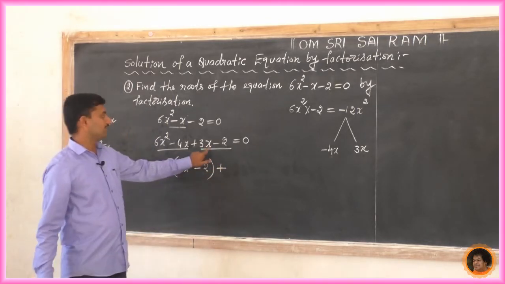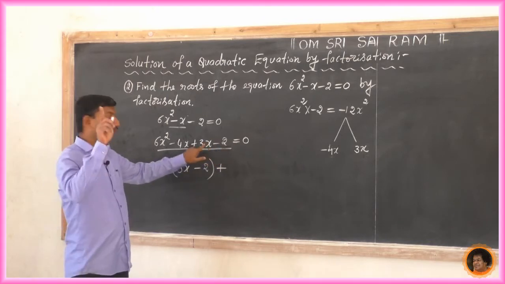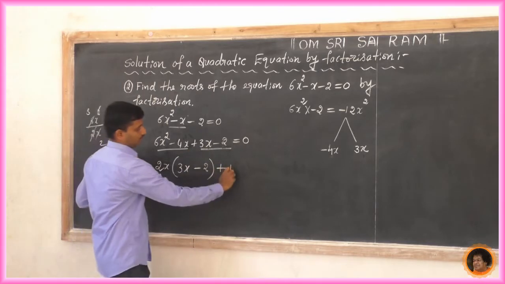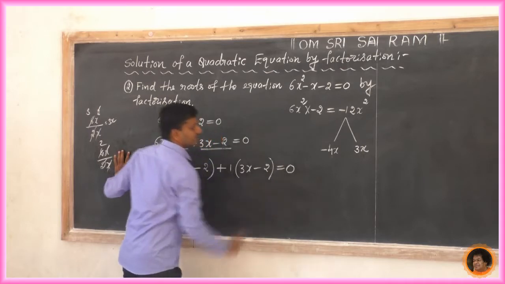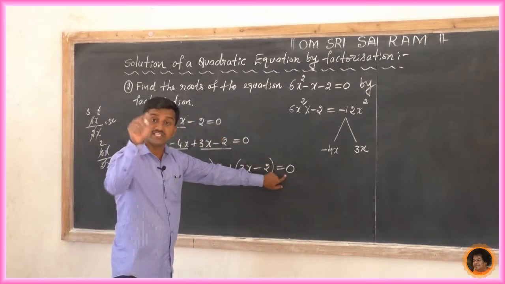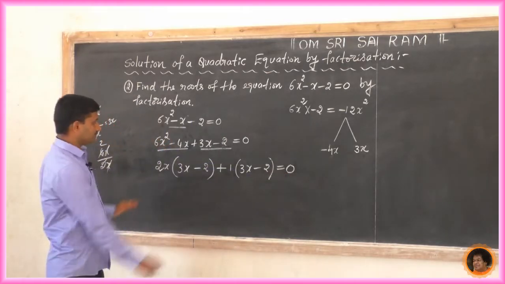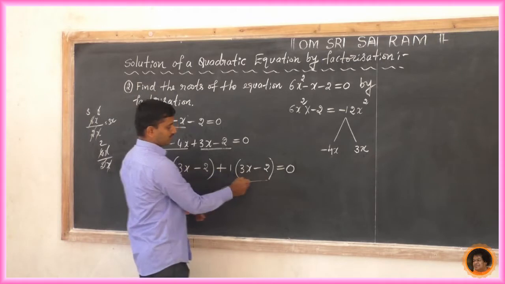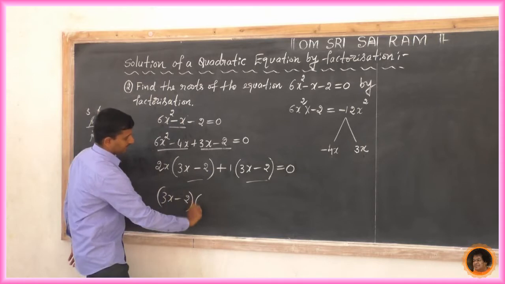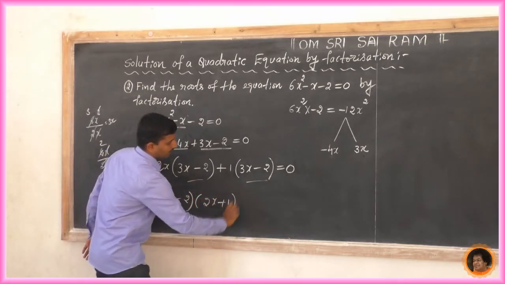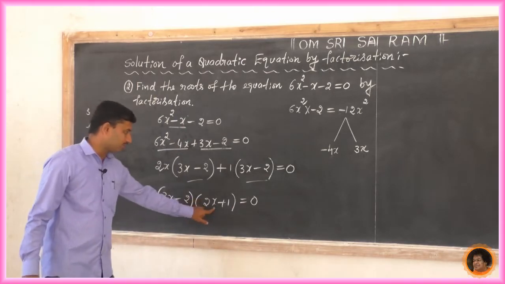So next group: 3x − 2. Is there any common factor in 3x and 2? 1 is the common factor. So take 1 outside, and the remaining is 3x − 2 = 0. That is very important, why? Because it is an equation, so it equals 0. And next, here 3x − 2 is common in both terms. So take 3x − 2 outside, and the remaining is 2x + 1 = 0. So these are the linear factors: 3x − 2 and 2x + 1.